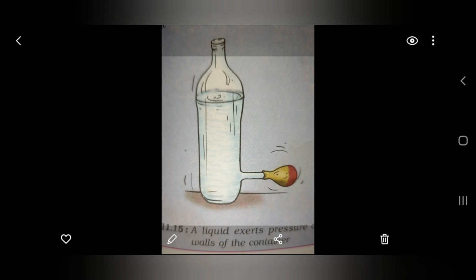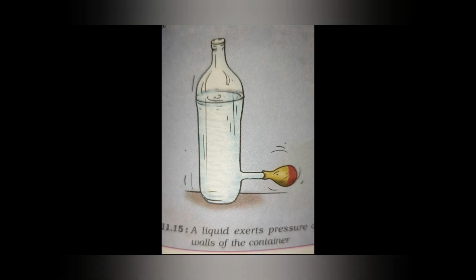When the level of water increases in the bottle, the pressure will also increase towards the sidewise and the balloon will bulge more. That means the liquid exerts pressure in all directions. That is, liquid not only exerts pressure downwards but also exerts pressure on the walls of the container.